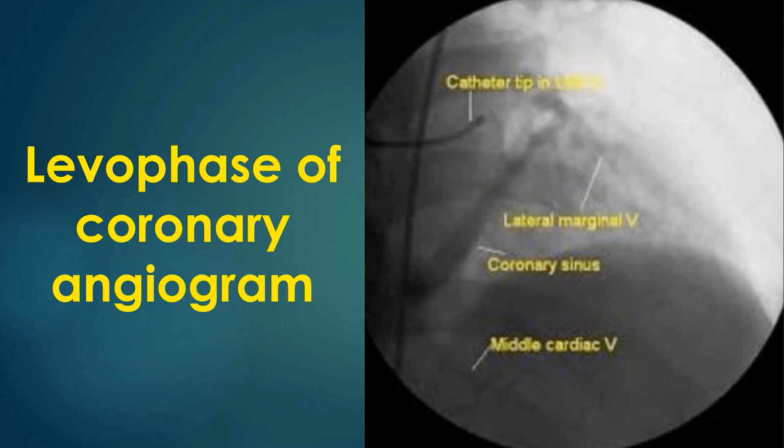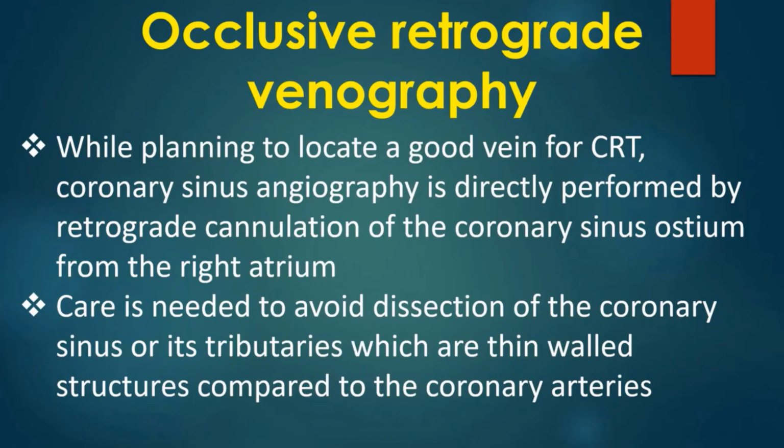Levo phase angiogram gives an outline of the coronary sinus and its major tributaries, but it will not be enough for an excellent visualization of the venous anatomy for left ventricular lead placement for cardiac resynchronization therapy or CRT. While planning to locate a good vein for CRT, coronary sinus angiography is directly performed by retrograde cannulation of the coronary sinus ostium from the right atrium. Care is needed to avoid dissection of the coronary sinus or its tributaries, which are thin walled structures compared to the coronary arteries.